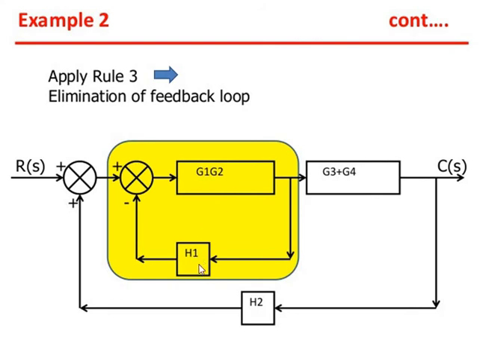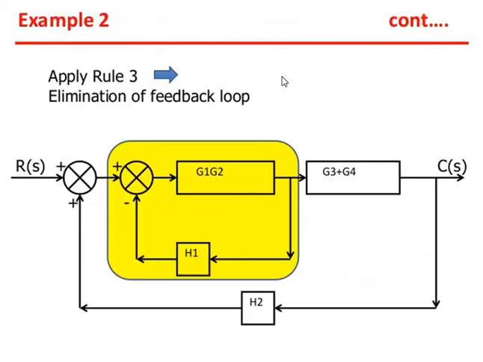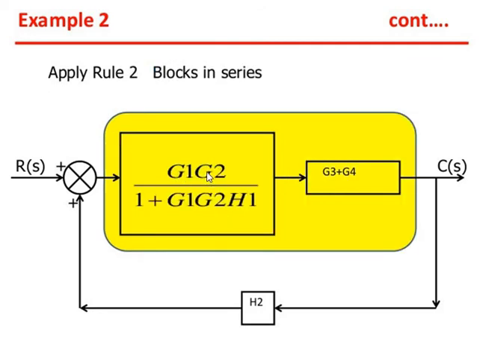Now we apply the feedback path elimination rule 3. If the sign is minus, then it becomes plus. If the sign is plus, then it becomes minus. So here it is minus, it becomes plus. So G1 G2 divided by 1 plus H1 G1 G2. So G1 G2 divided by 1 plus G1 G2 H1.